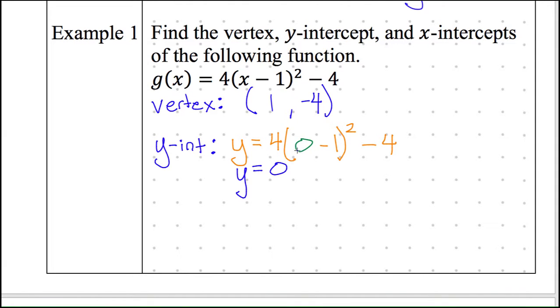All right. So I found the vertex. Check. I found the y-intercept. Check. I now need to find the x-intercepts. Here we go. I need to conserve my room a little bit because this is going to be a little bit of work. X-intercepts.